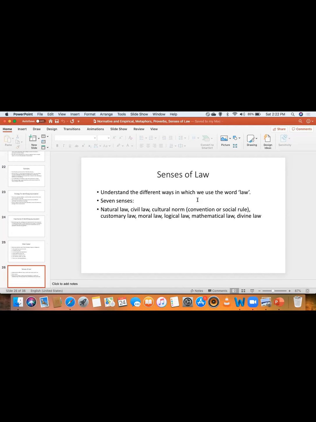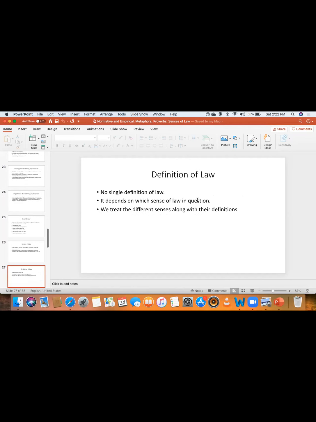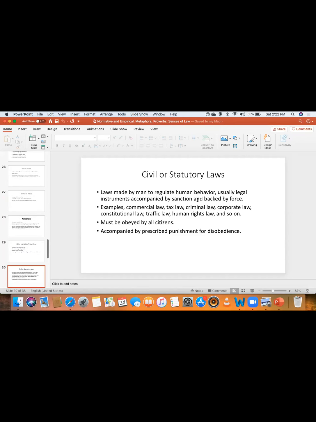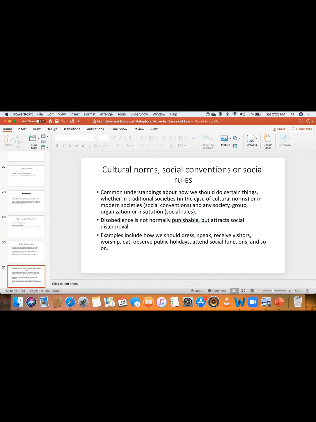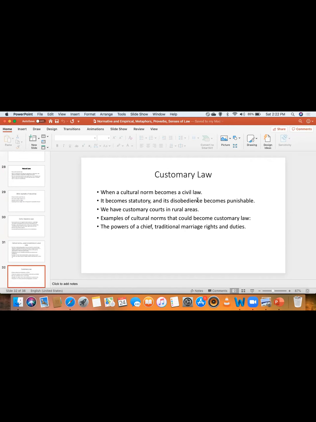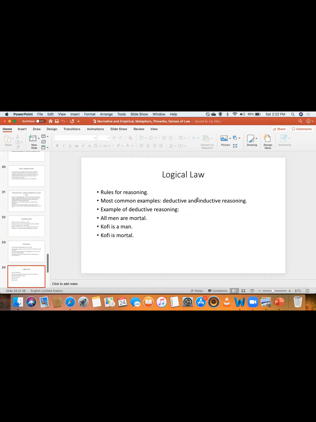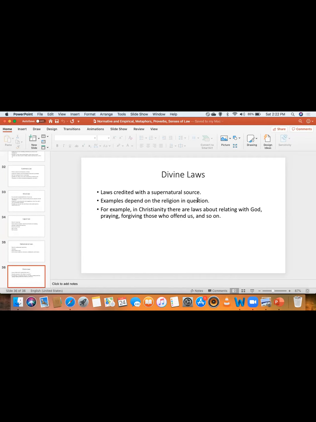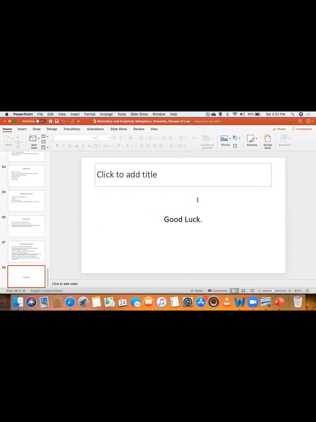Then that's equivocation. We saw the examples, we saw how to identify equivocation, and then we went to the senses of law. We saw natural laws, civil law, cultural norms, customary law, moral law, logical law, mathematical and divine laws. So that was about that class. And that was the end of the first half of the semester. So that was to prepare us for the second half, which is to study arguments.